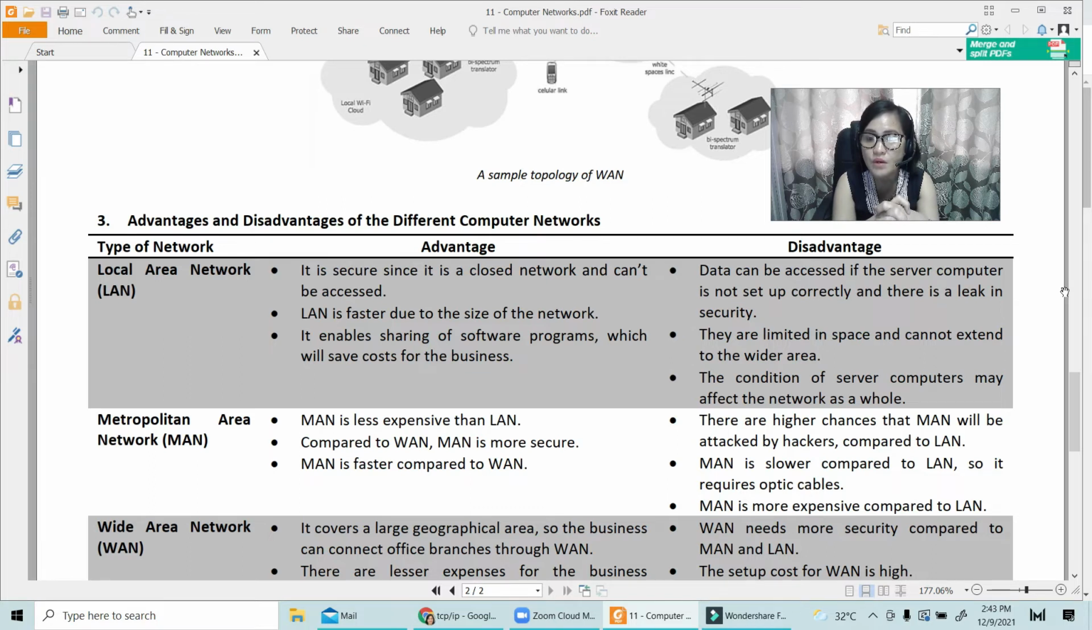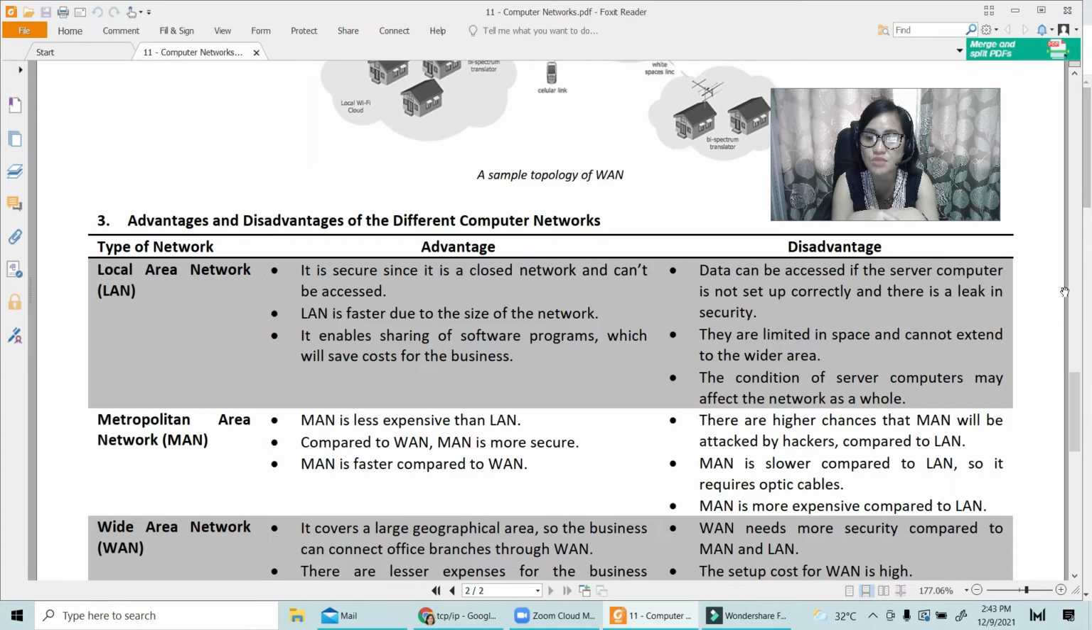And then the metropolitan area network is slower compared to LAN, so it requires optic cables. It is slower because of the distance between the networks, or the distance between devices, or where it is being situated.